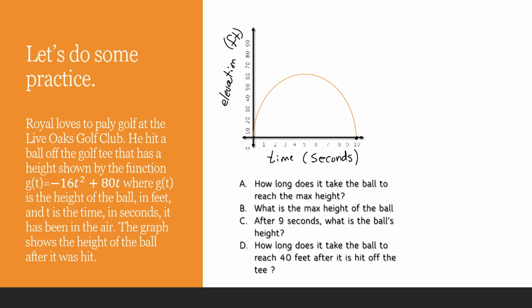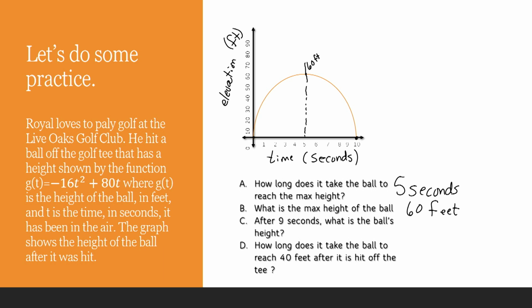How long does it take the ball to reach the max height? So let's see, how long? Here is my max height, about right there. So I would say that's about 60 feet. Now, how long does it take me to get to that 60 feet? So I'm going to just look down here. Well, it takes about 5 seconds. Then it says, what is the max height of the ball? Well, we already determined that. We said that was 60 feet.